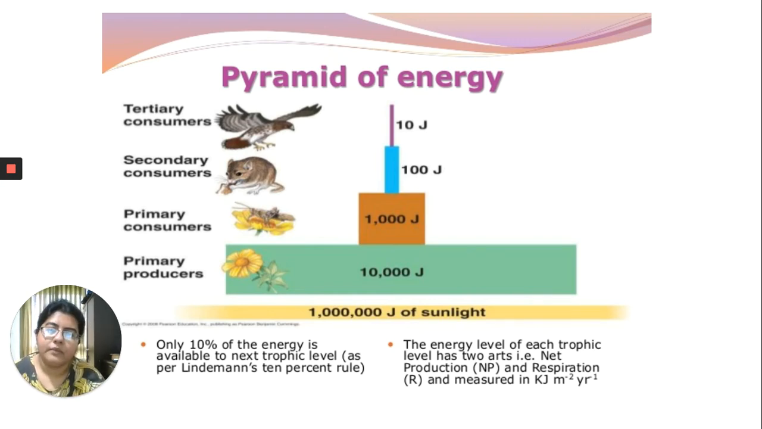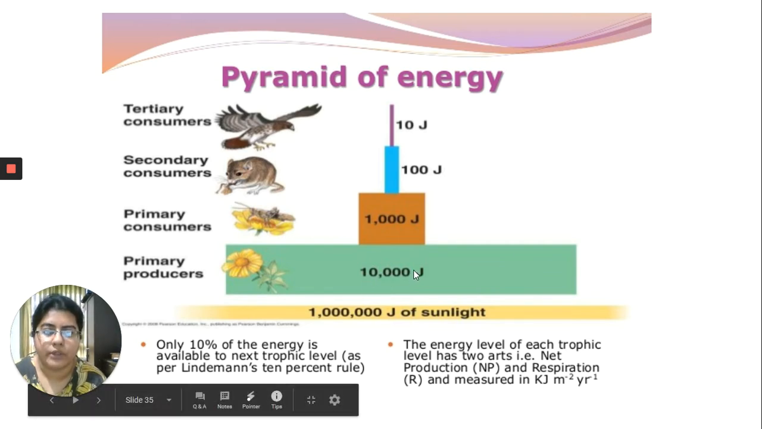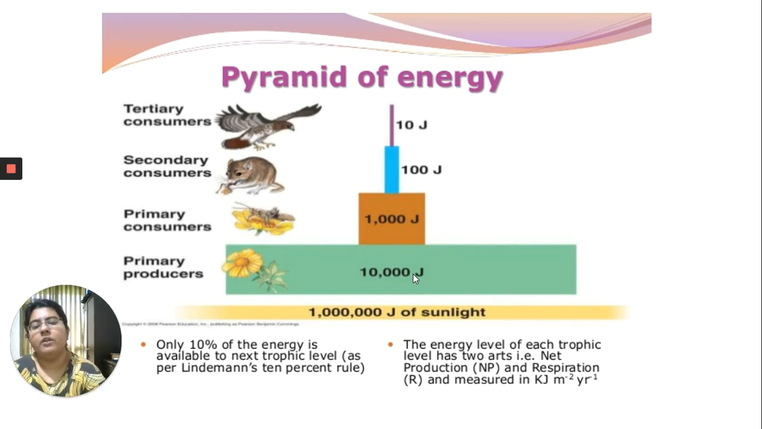Okay. So there is a mistake in this diagram. Actually, there should be another zero over here. So just consider that only 100,000, not 10,000, 100,000 joules was utilized and converted into carbohydrates. So now sun's energy, 10% of it was only used to make carbohydrate, and the remaining 90% is lost.